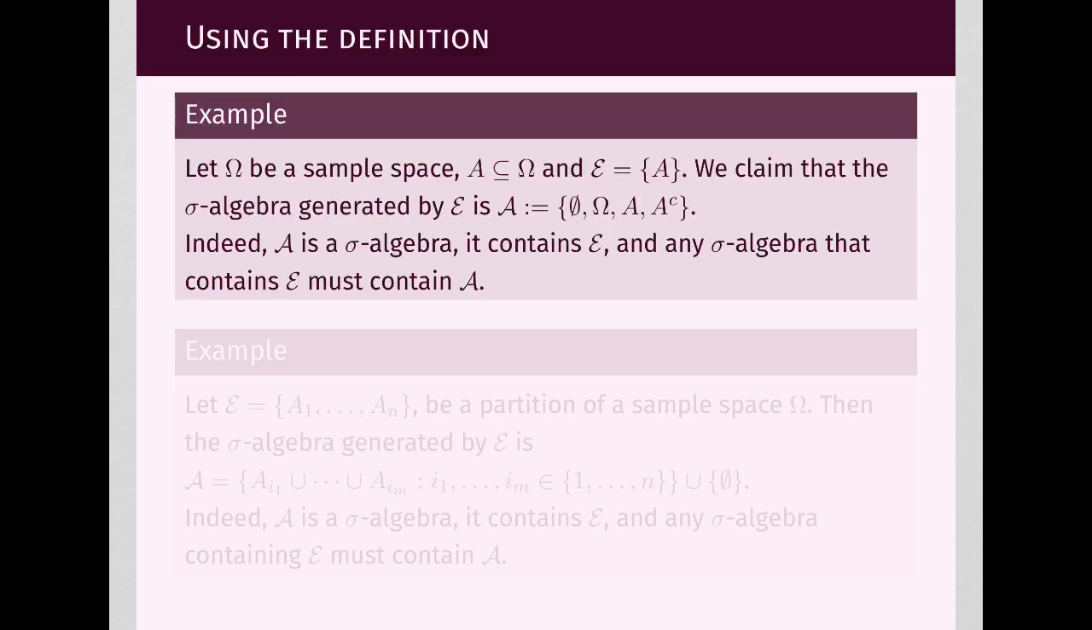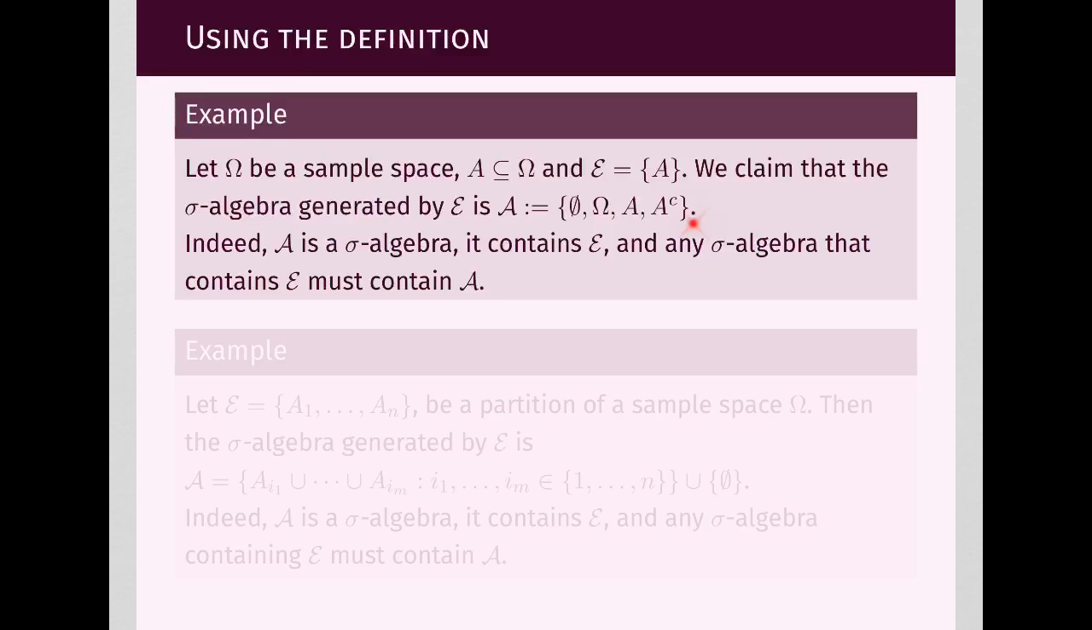How do we use this definition? Here's a very simple example. We have a sample space and a subset of this sample space. Let's call the subset A, and consider the class E of subsets of omega that has only one element in it, this set A. The claim is that the sigma algebra generated by this class E is this one here: a sigma algebra, calligraphic A, which contains the empty set, the entire sample space, the set A, and also the complement of A.